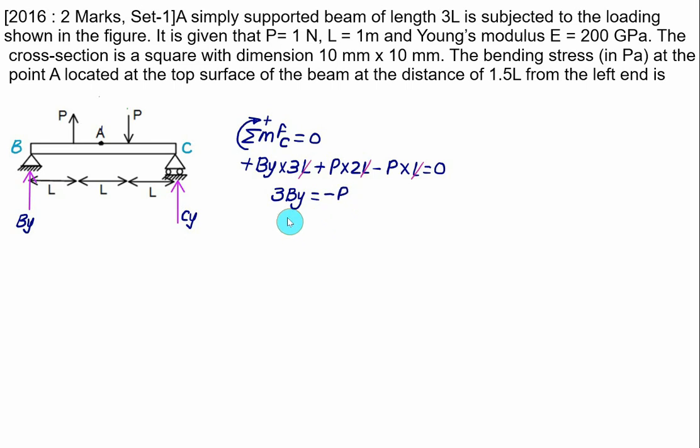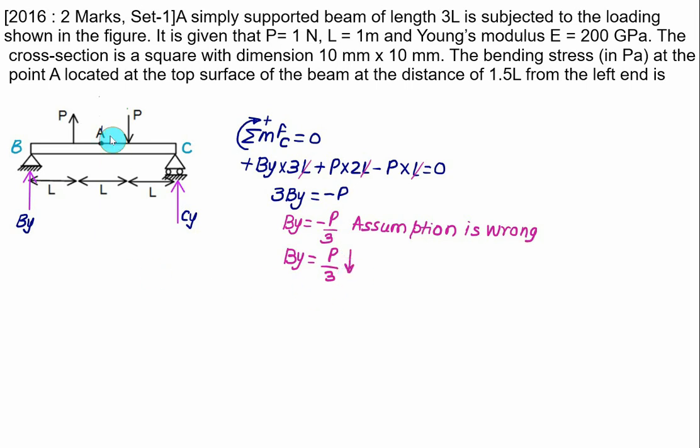So we are getting the value of By as a negative value, minus P by 3. It means that the assumption is wrong, that is, the vertical direction shown is wrong. It means that the value of By at point B must be downward, and the magnitude is P by 3, and this is the correct direction.